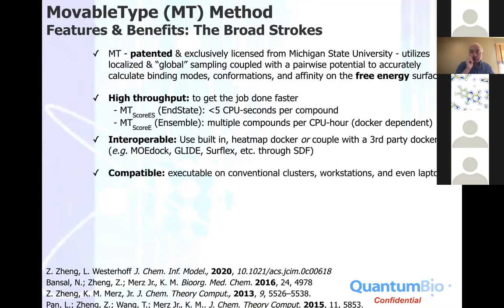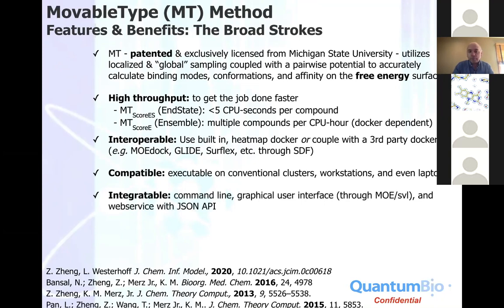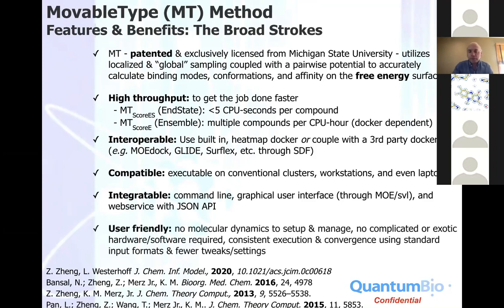And of course, as I mentioned, it is compatible with conventional clusters, workstations, and laptops. You don't require GPUs for running all of these. And then finally, in terms of the ability to execute it, you can choose between a command line, which of course is what we're going to talk about today. If you have Mo, you can use Mo. It's not required, but that is what we provide for a GUI. And then finally, we do have a web service version of this as well for the JSON API. The key take home of all of this is that we don't require you to run a whole lot of dynamics or these exotic or complicated hardware software combinations. It is something that you can very quickly turn the crank through a whole lot of different poses, and therefore a whole lot of different ligands.